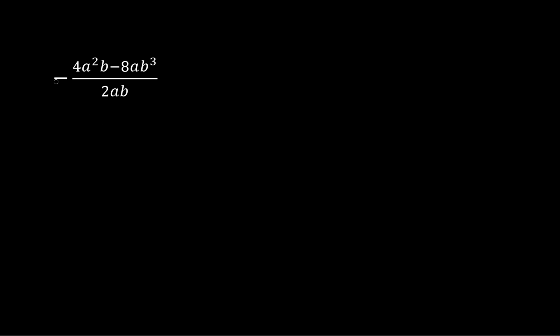When we have a negative sign to the left, we can move it to the numerator or the denominator. First, let's move it to the numerator. If we move it to the top, we must put a bracket around the entire numerator. So we have 4a squared b minus 8ab cubed, all wrapped around with brackets and a minus sign. And the denominator is 2ab.